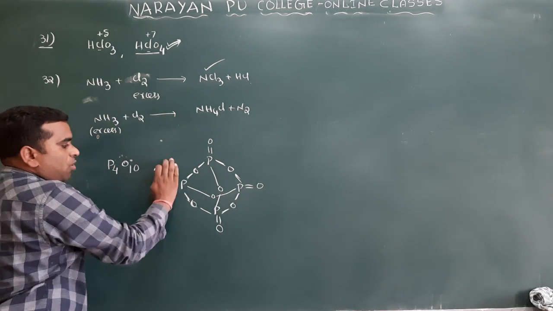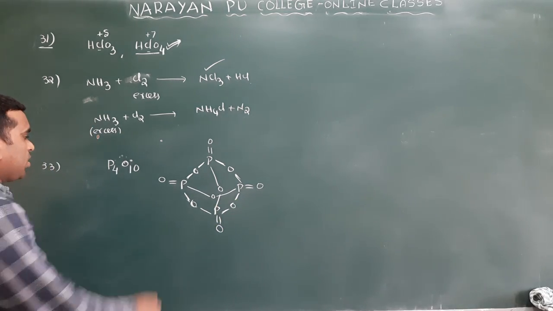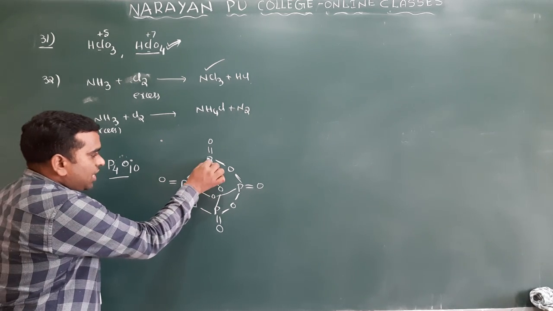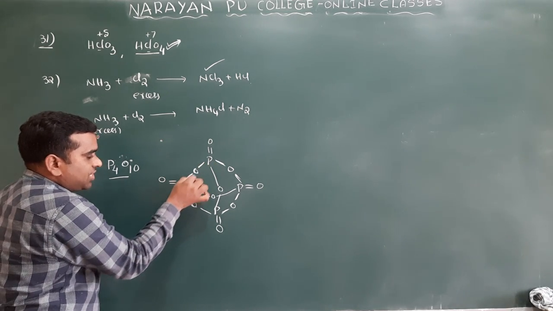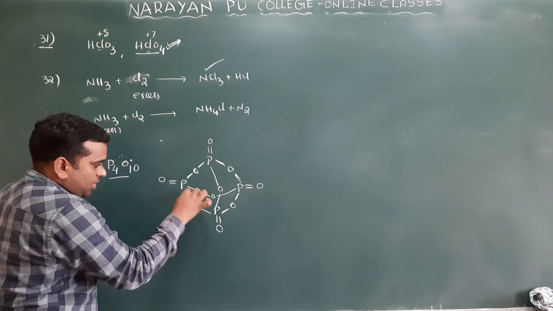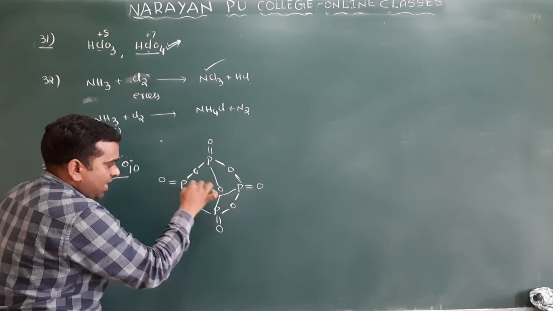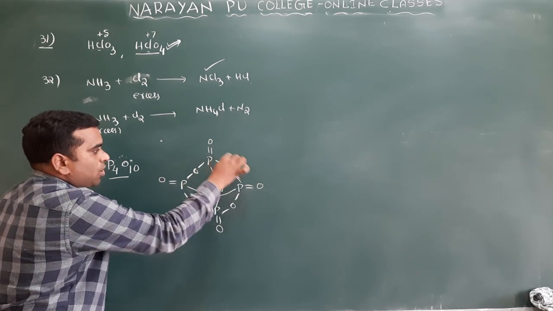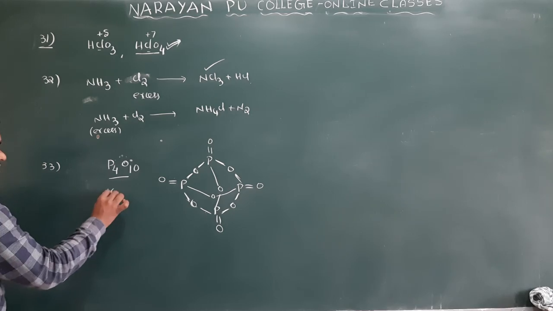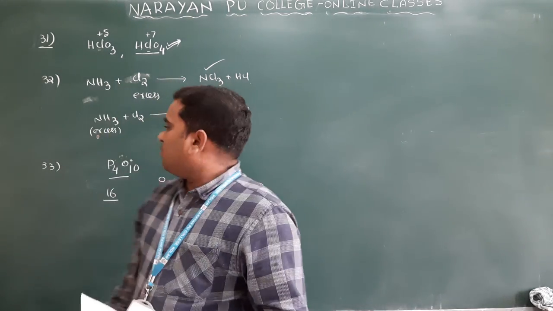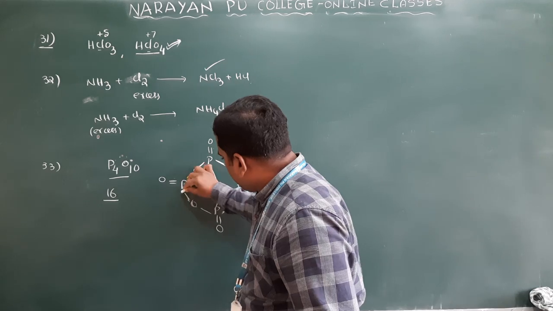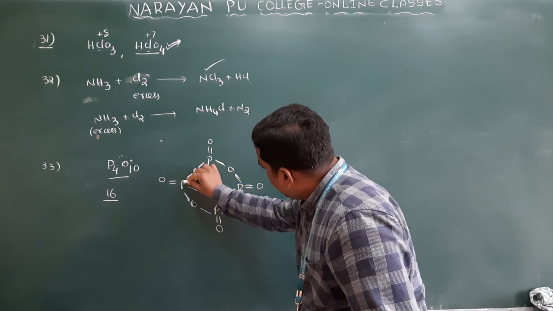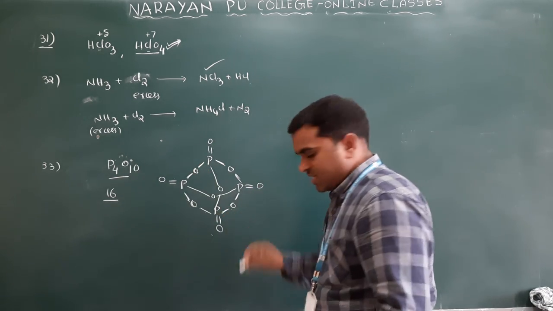If you remove these double bonds, you will get the P4O6 picture. But they are asking about P4O10. How many P-O bonds are there here? In each P-O-P bridge, two P-O bonds are there. So 6 bridges, 6 into 2 is 12. Plus the 4 double-bonded P-O bonds, 12 plus 4 is 16. If you want, you can count them: 1, 2, 3, up to 16. Clear?